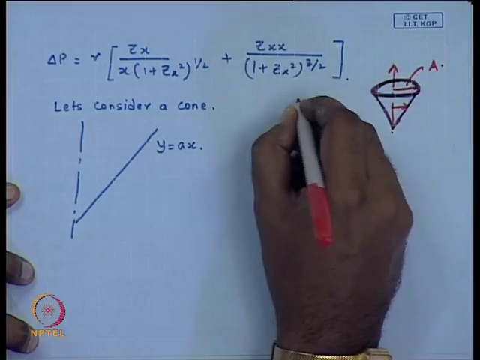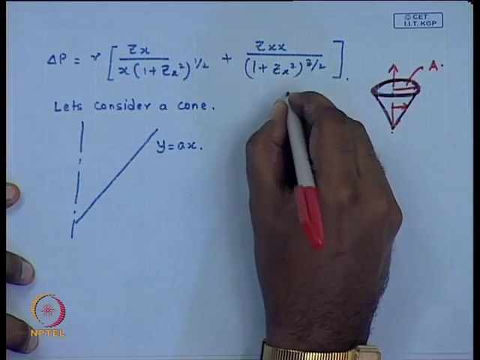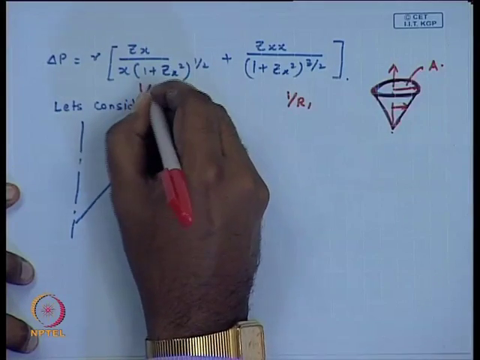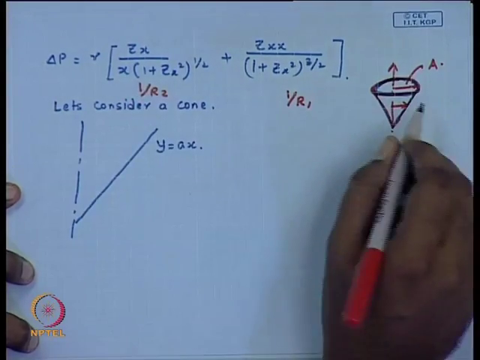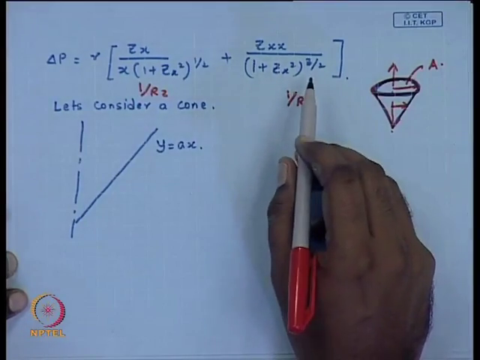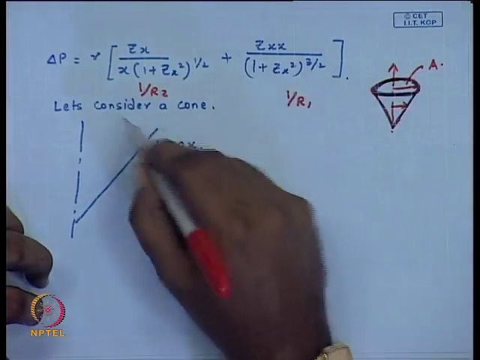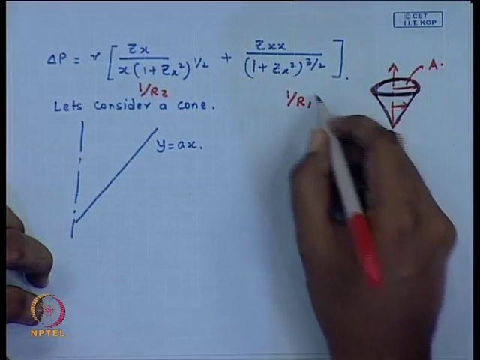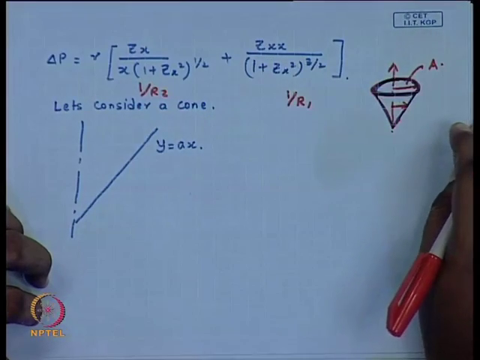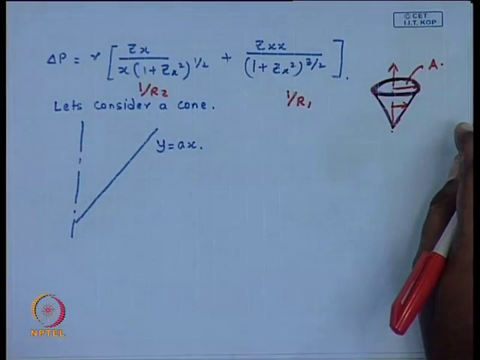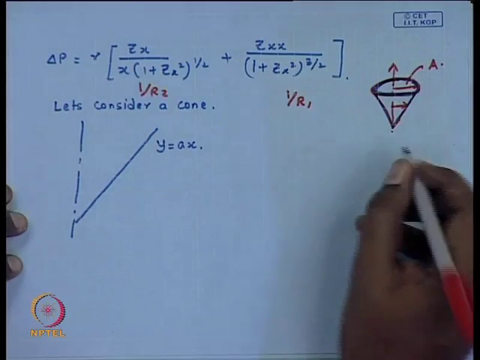As we have marked, this is 1 by r 1 and this is 1 by r 2. So, we need to figure out which of these two terms is going to 0. If one of the terms is going to 0, then the corresponding radius of curvature is infinity. So, immediately we can identify which one is r 1 and which one is r 2. So, this is the simple concept.